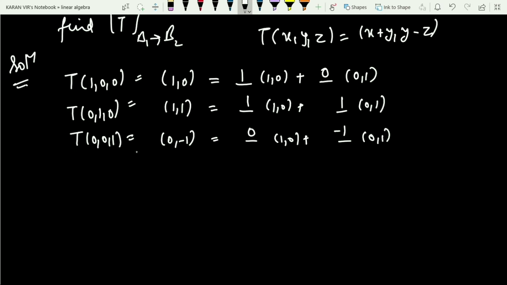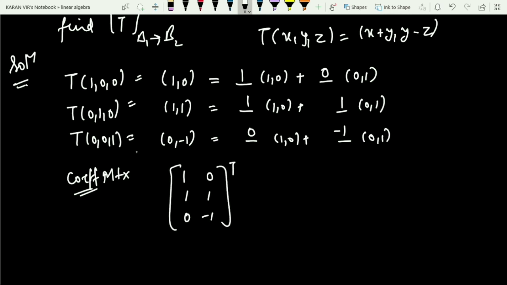And what is the next step? We find the coefficient matrix as I have explained above. So the coefficient matrix will be 1 0, 1 1 and 0 minus 1, and the last step is to find the transpose of this matrix. That will come out to be 1 1 0 in the first row, and next 0 1 and minus 1, and that is the answer.